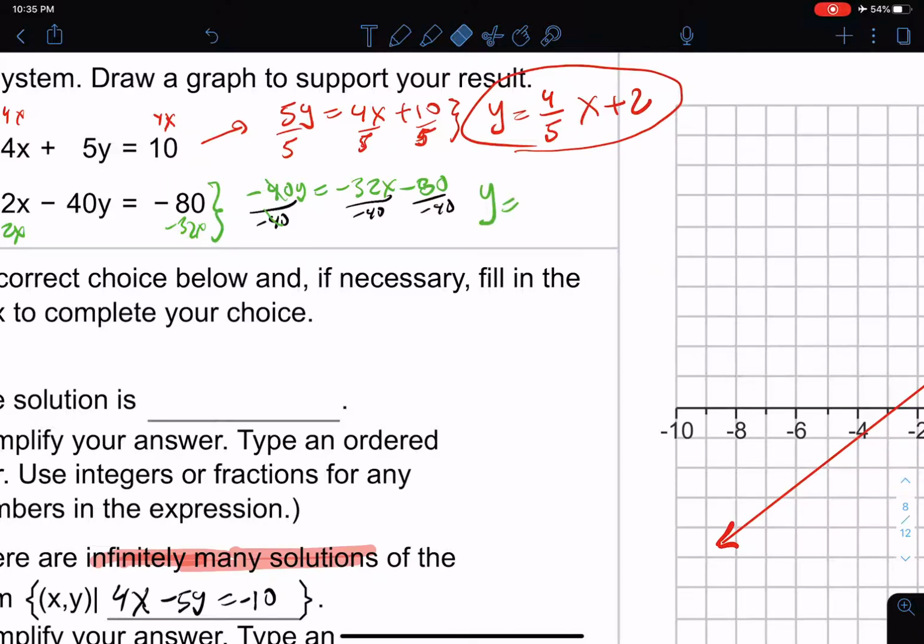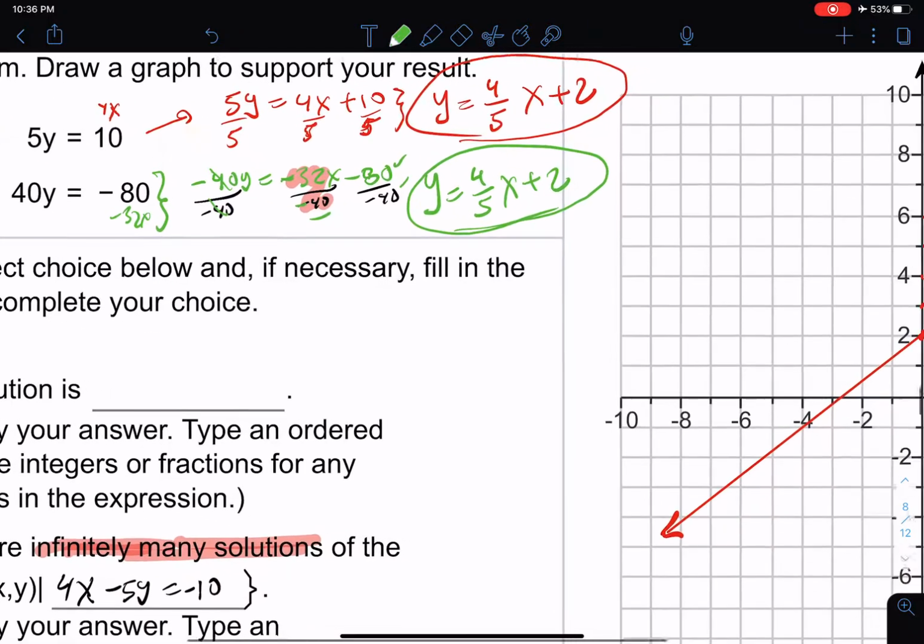And then this little thing right here must be reduced down. Well, we know a negative divided by negative makes a positive, so that's good. But 32 over 40, what's common? Well, there's common 8s, right? So 32 divided by 8 gives me 4, and 40 divided by 8 gives me 5. So it reduced down to 4/5. And negative 80 divided by negative 40 is positive 2. And I think you'll notice that those two equations are the same dang thing.